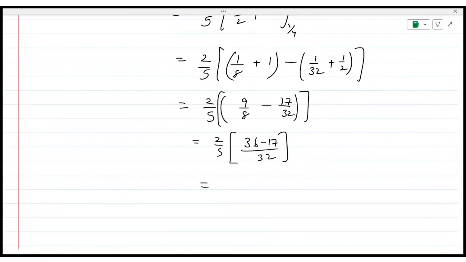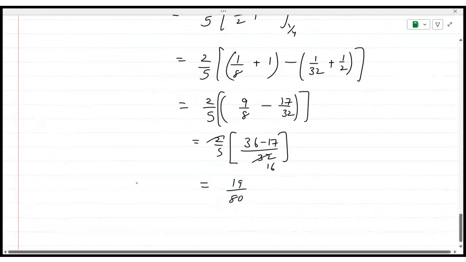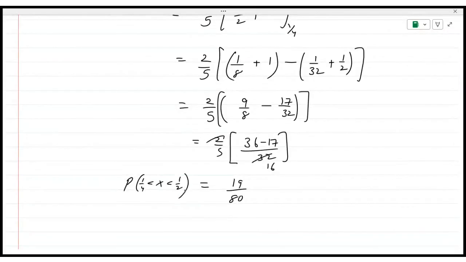Okay, so 36 minus 17 is 19, and you can cancel out the 2 and 32 to get 16. So 19 upon 80. I think this is the correct answer. So the probability that X lies between 1/4 and 1/2 is 19/80.